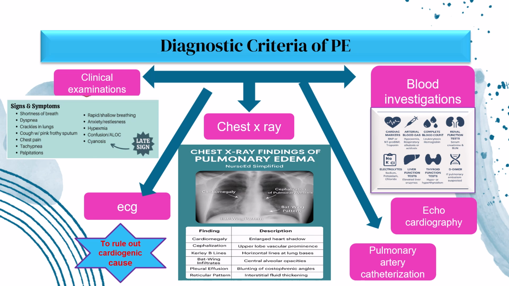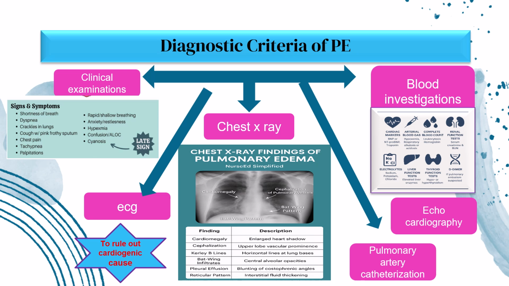And echocardiography to see how well your ventricles are functioning, or how well the ejection fraction is. And then we have something called pulmonary artery catheterization. It is the gold standard, my dear friends, for diagnosing pulmonary edema, though it is invasive and thereby less used. But this is the gold standard.